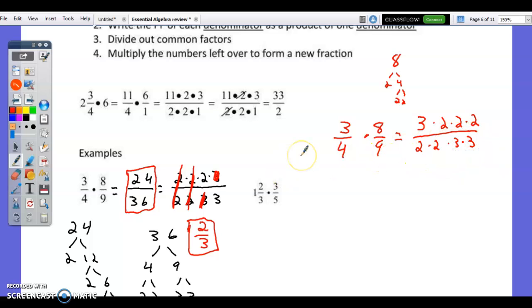So essentially, the shortcut way is just, before you multiply to get a bigger number and then break it down, we just break down these smaller numbers. And now we can just simplify.